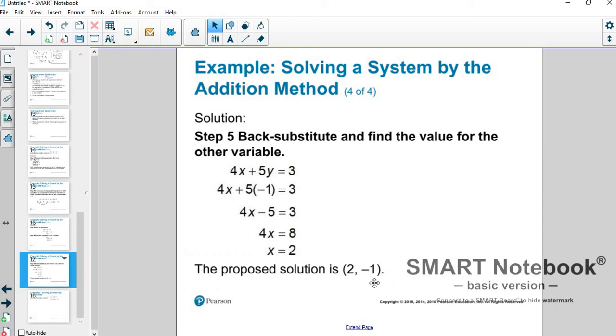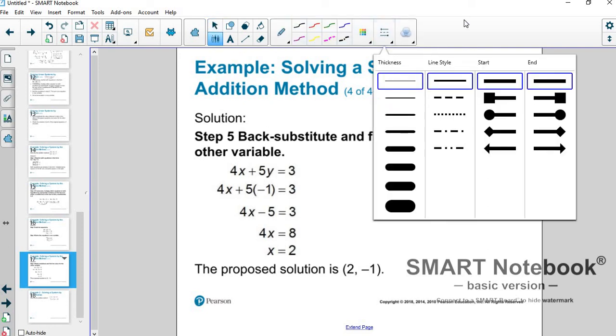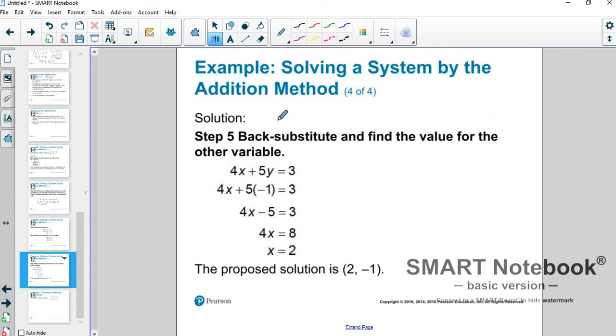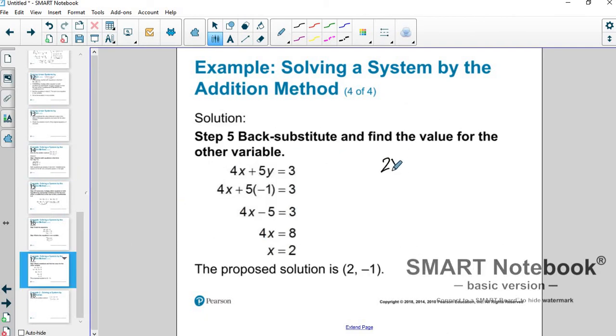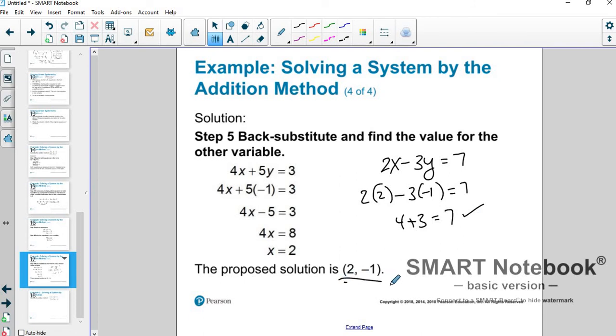And again, if you really want to check yourself, then what you can do is go back and plug into the other equation. You don't have to do this, but you can plug it back into the other equation, which was 2x minus 3y equals 7. And you just do a quick check. 2 times 2 minus 3 times negative 1. 4 plus 3 is 7, you bet. So it does work. So the answer makes sense.